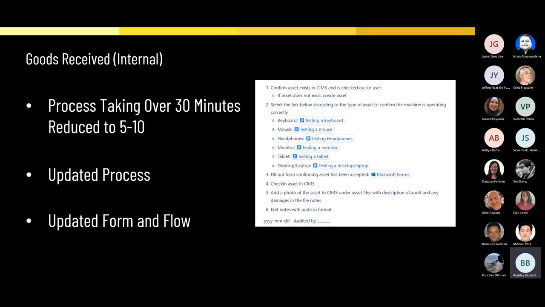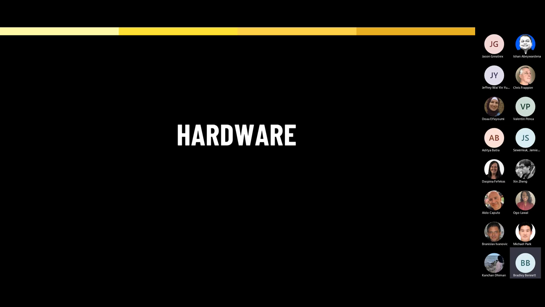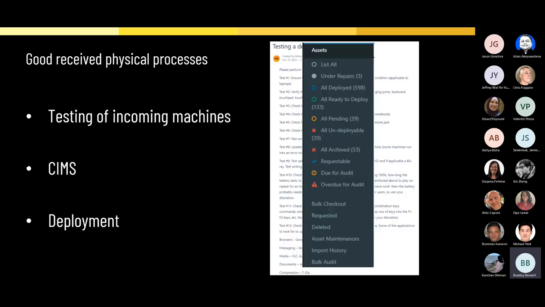With all these goods received, we come to the final component, which is hardware. We worked on our goods received physical processes largely. These processes were, we ran a lot of testing. Here you can see all of the different tests that have to be run for an individual app. And then we also would update them into SIMS.